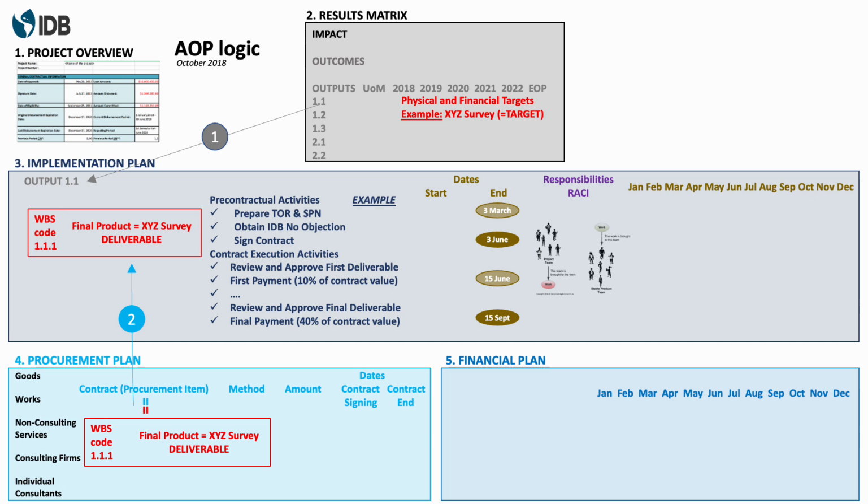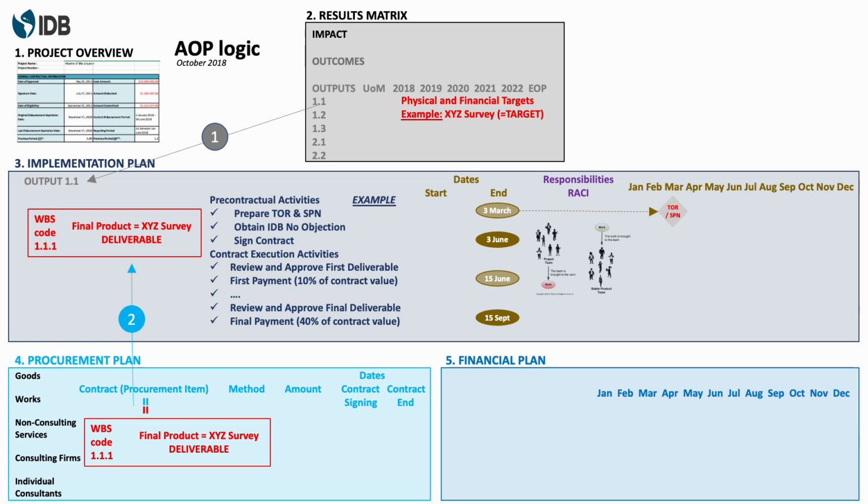So in this example, we estimate the terms of reference to be prepared by the 3rd of March, signing the contract by the 3rd of June, so that a first payment, 10% of the contract value, can be done the 15th of June. And the final payment, according to these estimates, is the 15th of September.